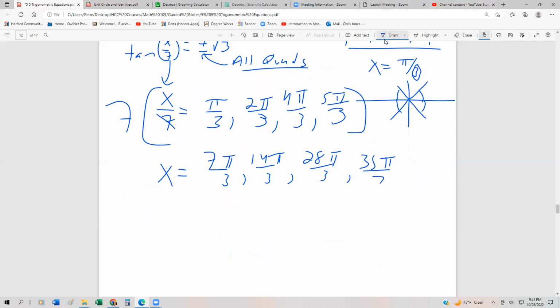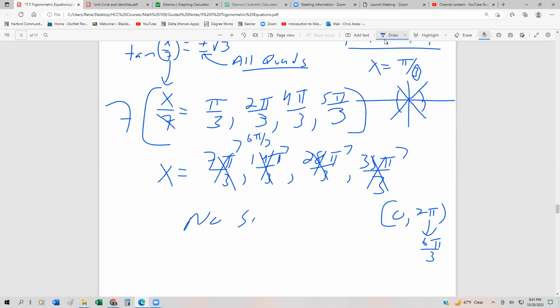But remember that we want solutions that are between 0 and 2 pi. And remember, 2 pi can be written, if we wanted a common denominator of 3, as 6 pi over 3. So anything bigger than 6 pi over 3 is not going to be in the domain. This is not, this is not, this is not, and this is not in the domain, because these are all bigger than 6 pi thirds. So in this case, there's no solution.